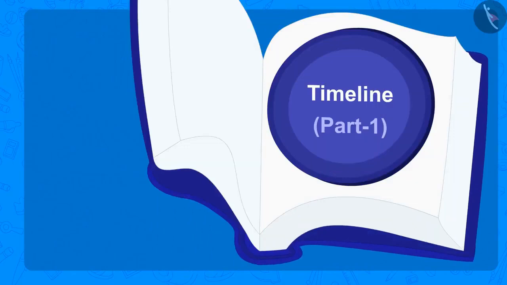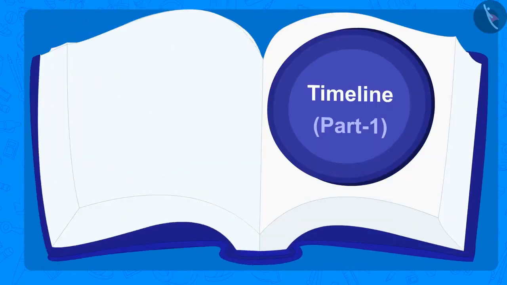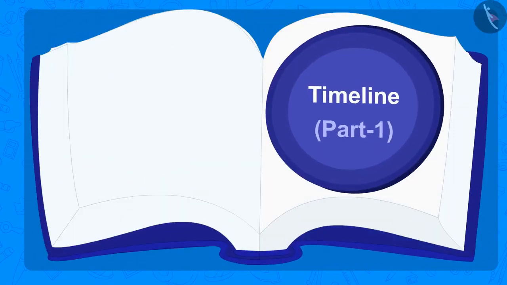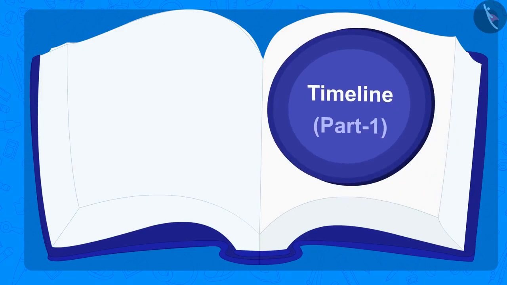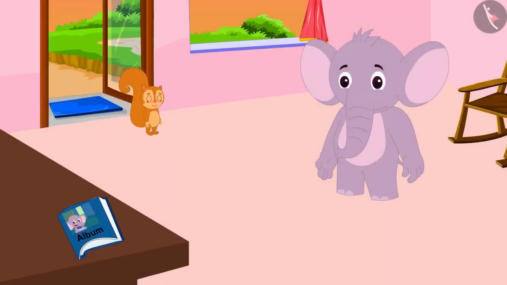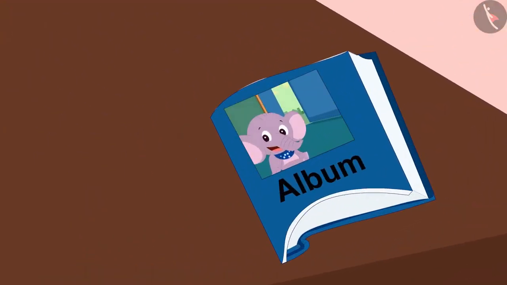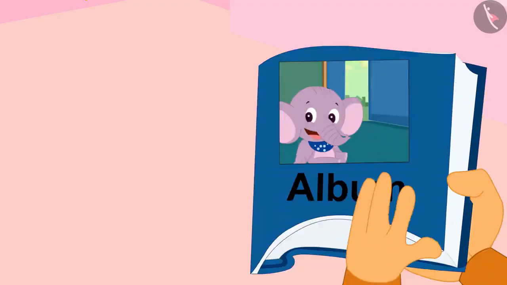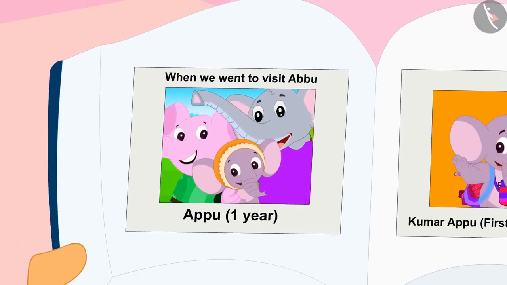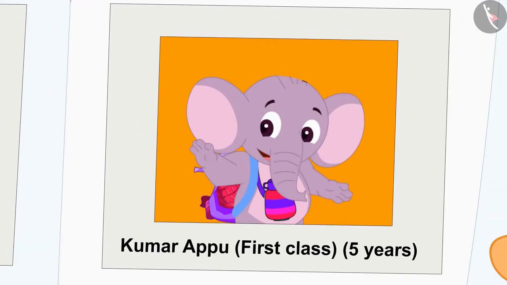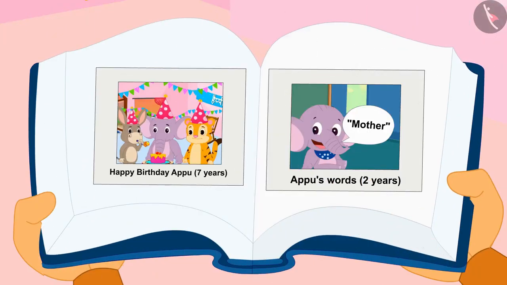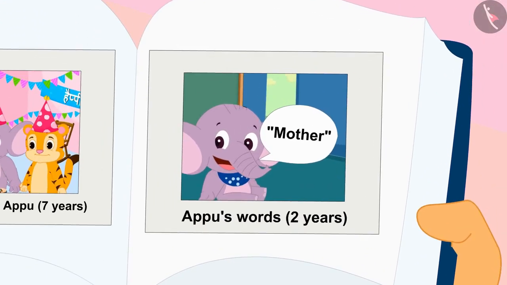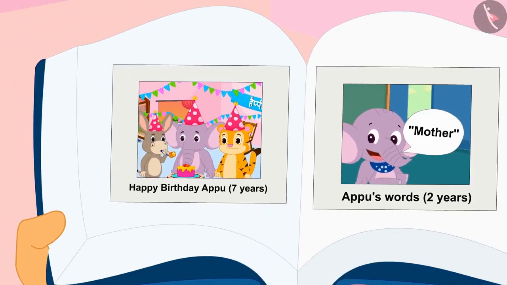Hello children. In this video, we will learn about the timeline. Chanda has come to Appu's house. She saw a photo album at Appu's house. Chanda opened the album and started looking through it. The album contained many photographs from Appu's childhood to date.